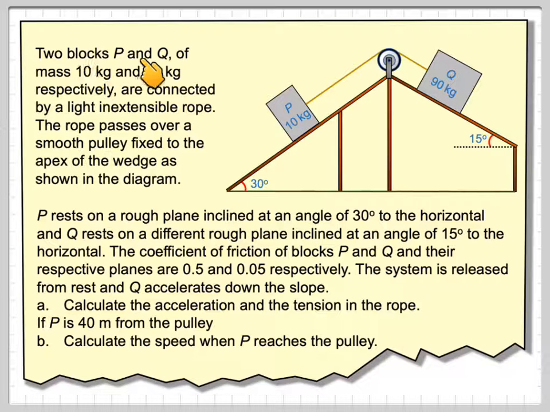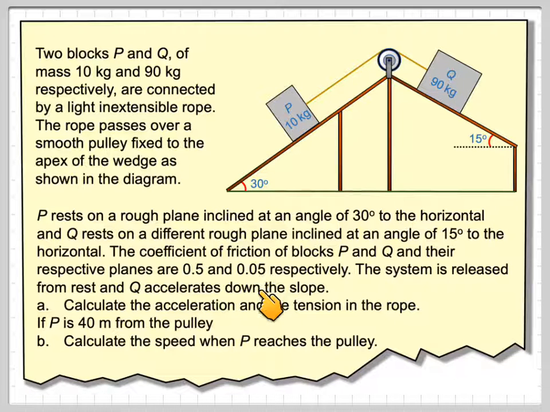Two blocks P and Q of mass 10 kg and 90 kg respectively are connected by a light inextensible rope. The rope passes over a smooth pulley fixed to the apex of the wedge as shown in the diagram. P rests on a rough plane inclined at an angle of 30 degrees to the horizontal, and Q rests on a different rough plane inclined at 15 degrees to the horizontal. The coefficients of friction between blocks P and Q and their respective planes are 0.5 and 0.05 respectively.